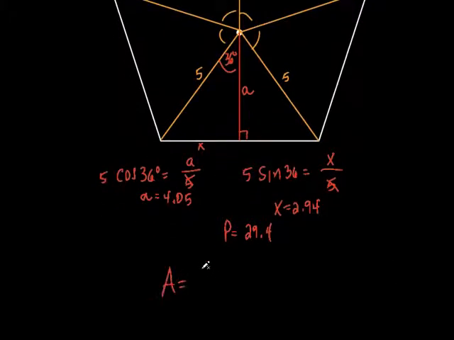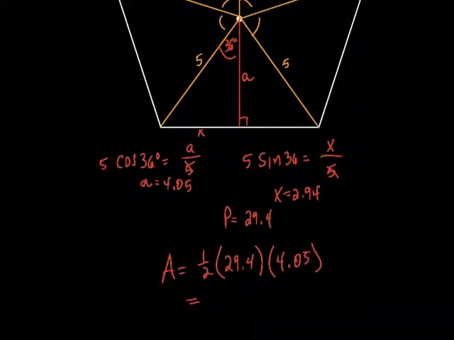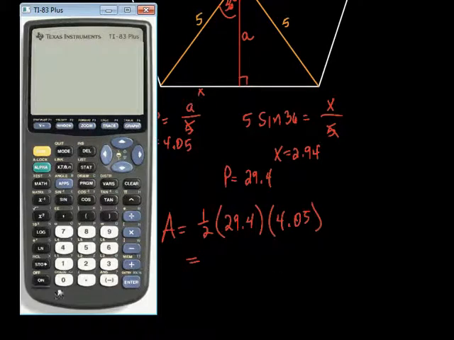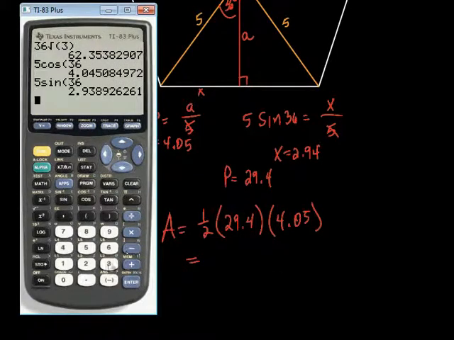So the area is equal to 1/2 the perimeter times the apothem. You should probably put 0.1 since this is 1 decimal. I don't know. Whatever. It doesn't matter. I don't really care that much if you're off 1 or 2 decimal places, okay? And then 59.5. Okay, so let's see what we get here.